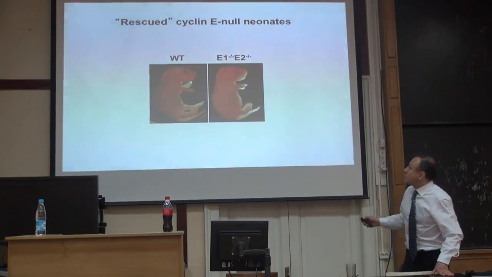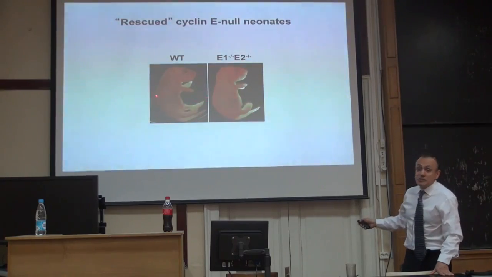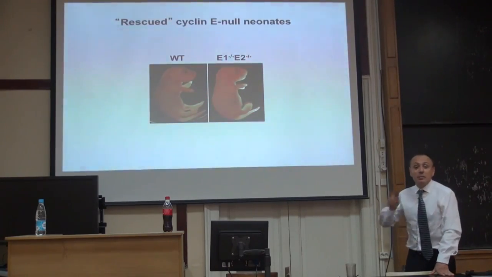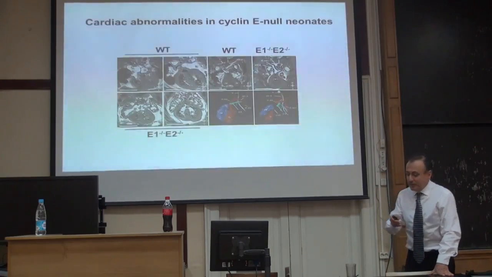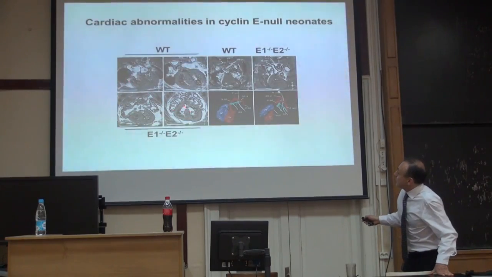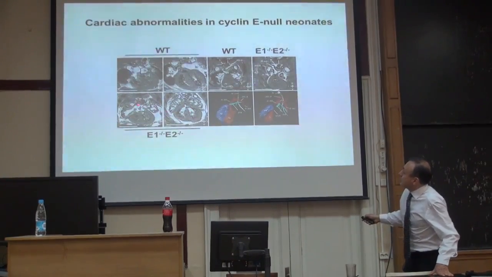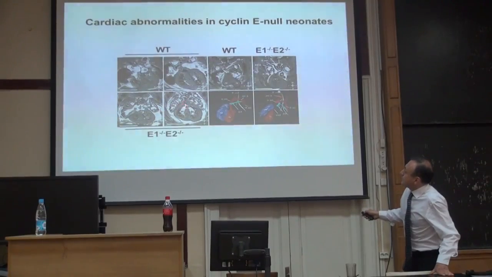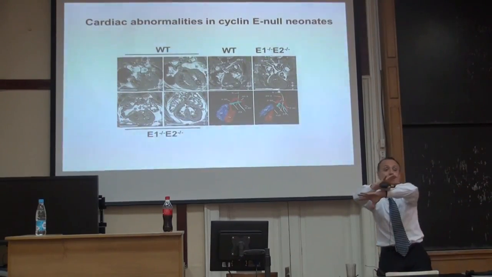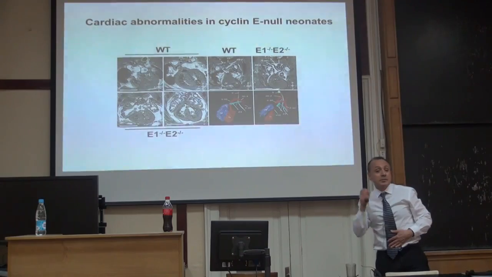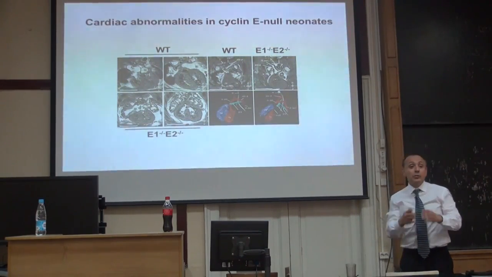They go to birth, so as you can see, the overwhelming majority of the cells can proliferate without E-type cyclins, but they are still dying. And the reason they are still dying is that they have a heart defect that is not so important, but they have the septal defect, and also the arteries which are connecting to the heart are not connected correctly.